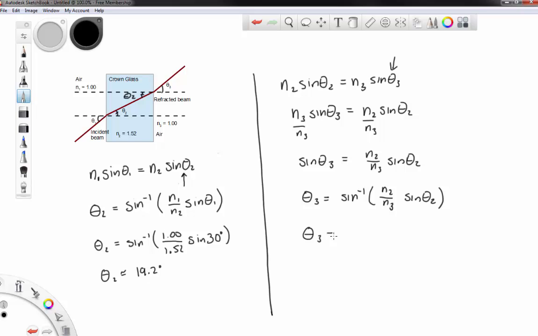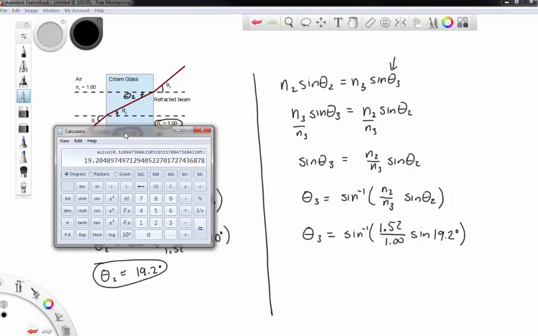So theta 3 should be the sine inverse of, so n2 is the refractive index of the glass, so that's 1.52, and n3 is the refractive index of the air, so that's 1.00. And then we have sine of theta 2. Well, theta 2 was found back over here, was 19.2 degrees. Okay, so let's go ahead and use our calculator now to figure this one out.